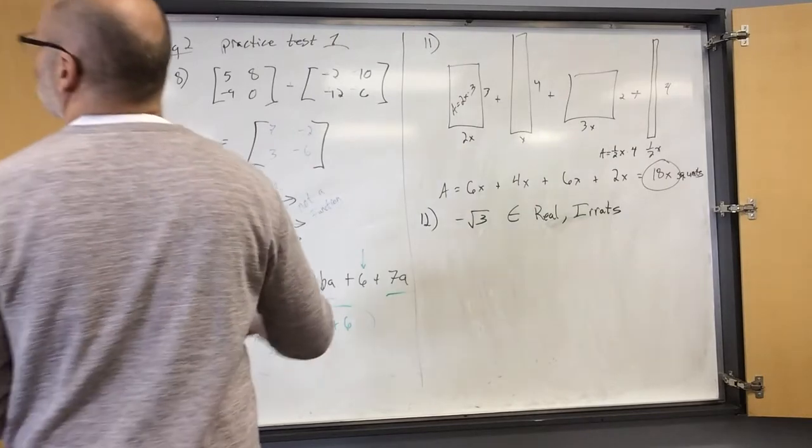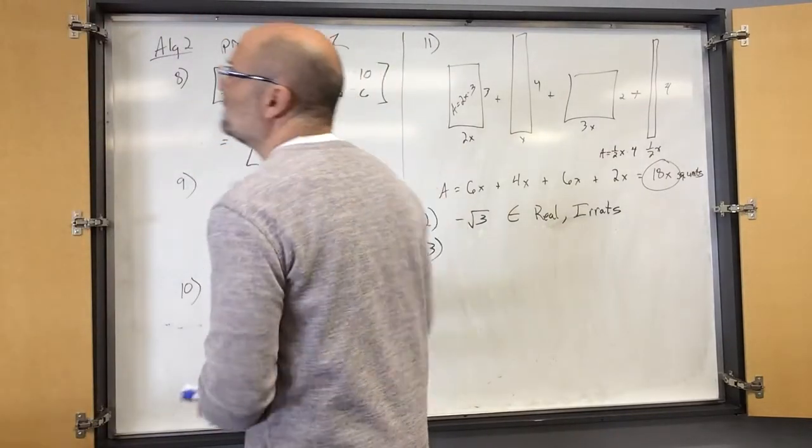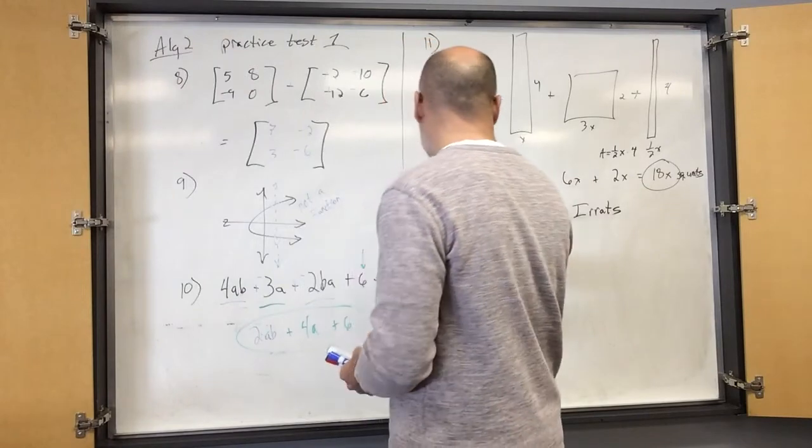Number 13, evaluate. So all we're doing is plugging and chugging. So 2x² plus 4xy.